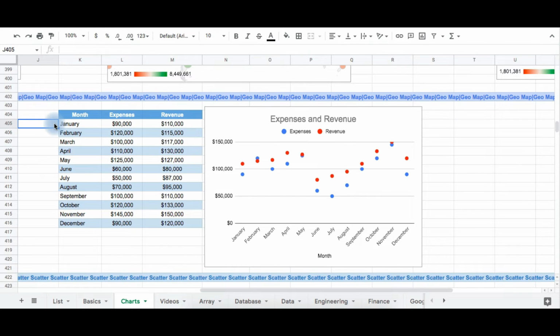And this is another scatter chart where we have the month, expenses, and revenue. And they're all plotted here. And as you can see in this graph, the pattern from January to May, it was going up. The revenue is going up.